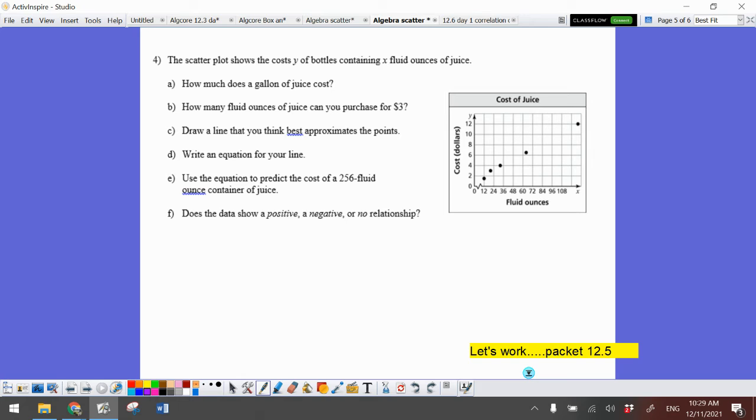Okay, so here's another scatter plot. We're going to go ahead and do some estimating and figure out how much gallons of juice cost. This time we're going to try to use our line to estimate our values. Okay. All right. So let's draw a line of best fit.